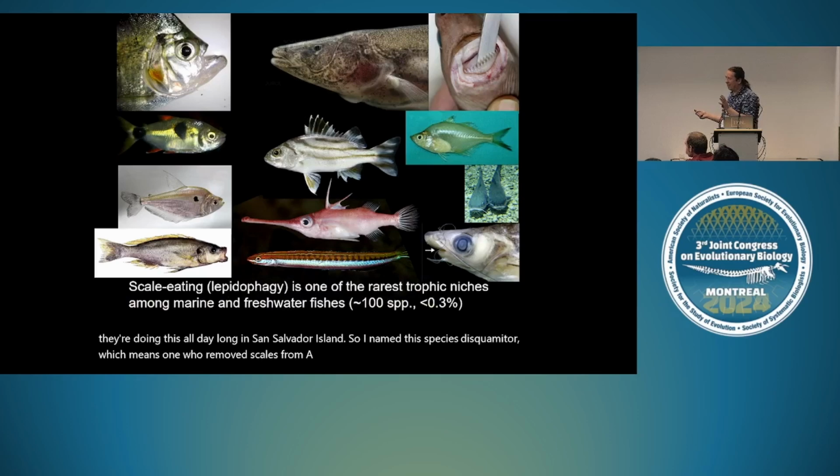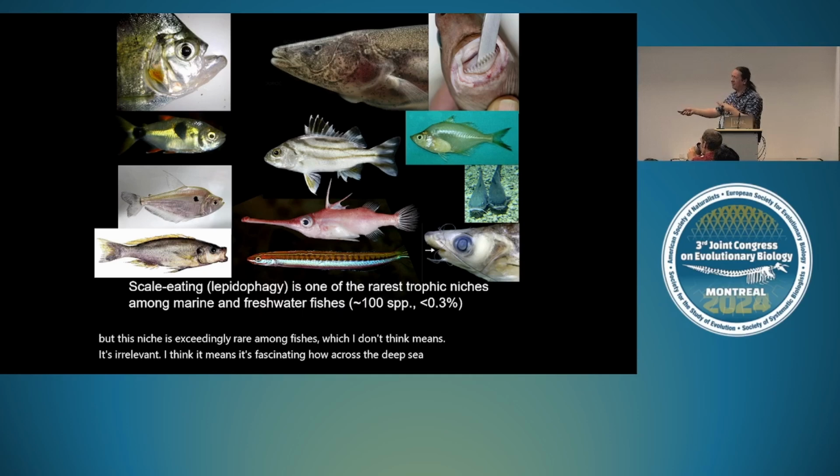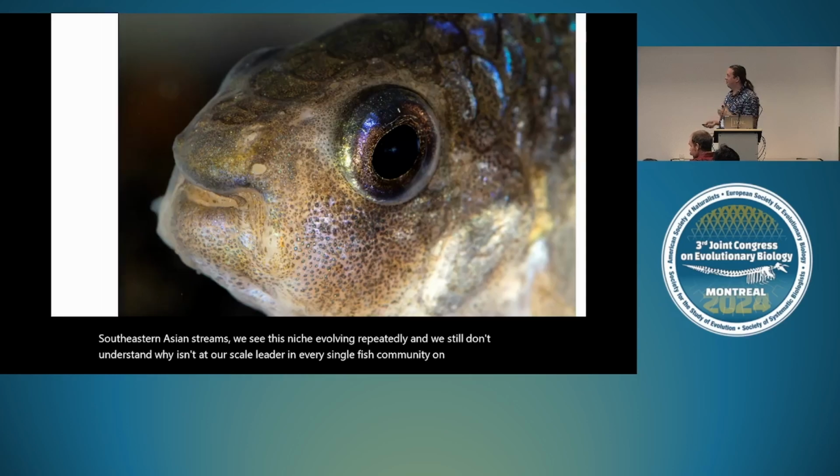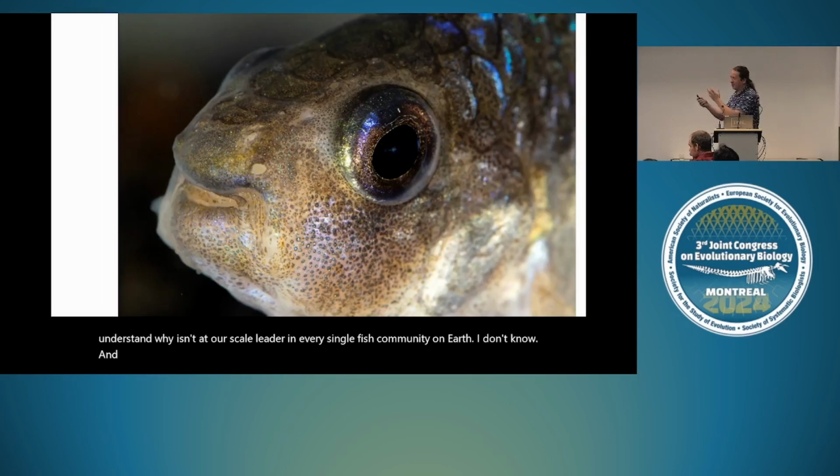Now there's other scale eaters out there, but this niche is exceedingly rare among fishes, which I don't think means it's irrelevant. I think it means it's fascinating how across the deep sea, across Amazon, southeastern Asian streams, we see this niche evolving repeatedly, and we still don't understand why. Why isn't our scale eater in every single fish community on Earth? I don't know.